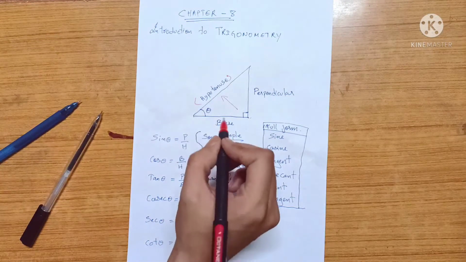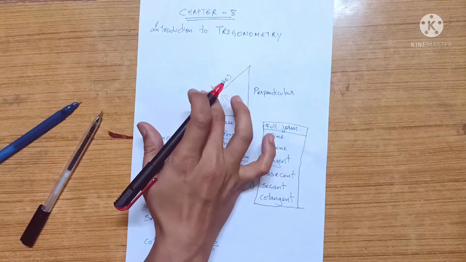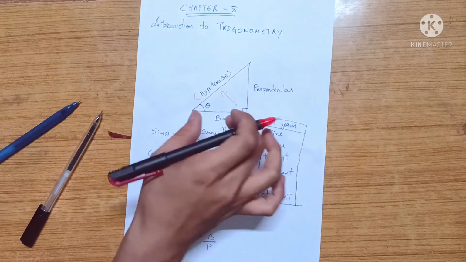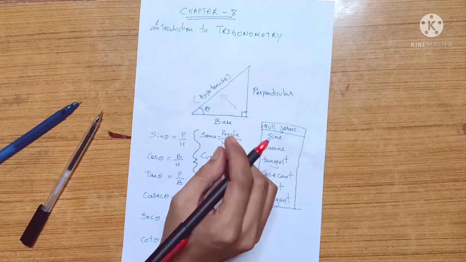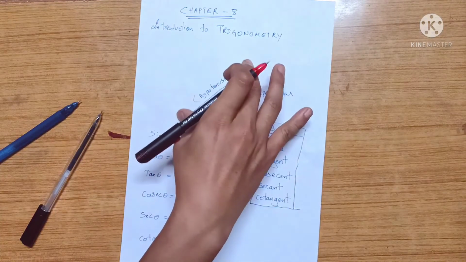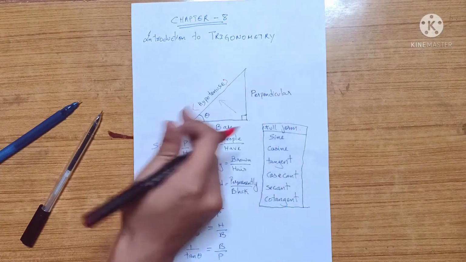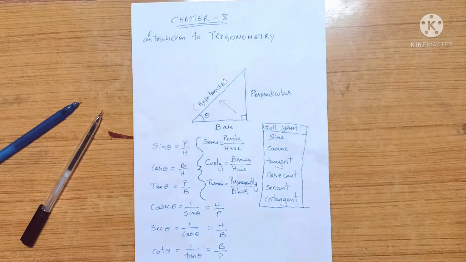So this is the hypotenuse, and then perpendicular and base I'm going to explain in detail later on, but for the time being just know that this is the hypotenuse, and the other two sides are divided into perpendicular and base. Okay.